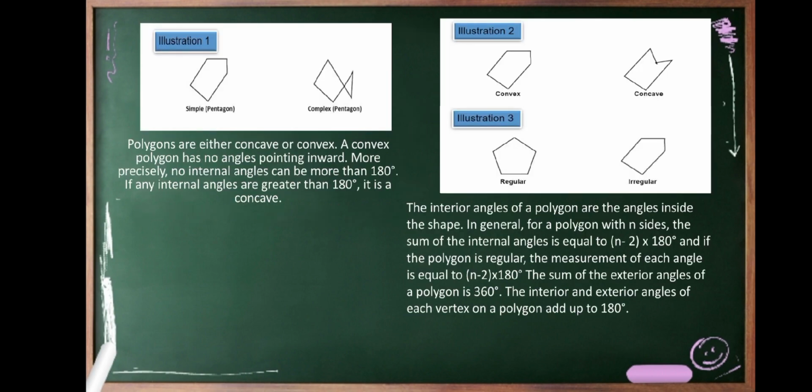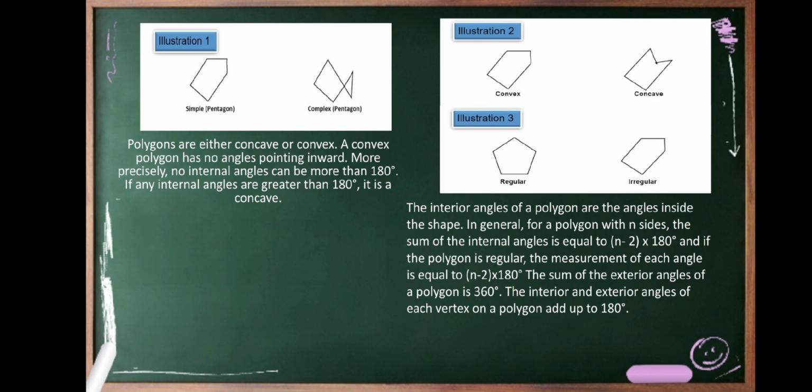Polygons are either concave or convex. A convex polygon has no angles pointing inward. More precisely, no internal angles can be more than 180 degrees. If any internal angle is greater than 180 degrees, it is concave.